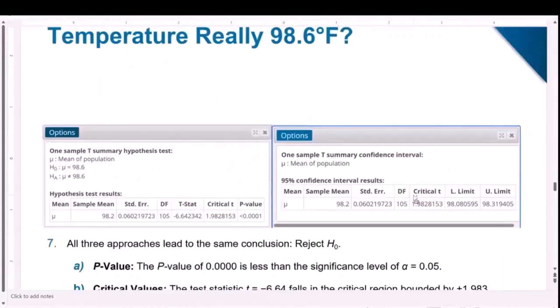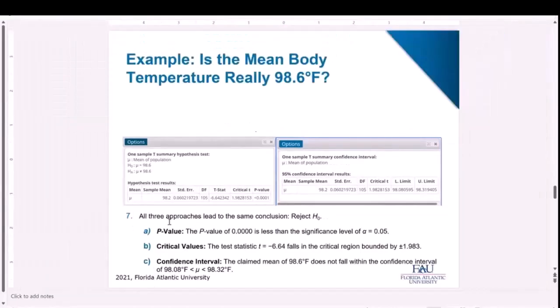I did calculate this using our StatCrunch. Here is StatCrunch with our hypothesis test, and you can see that the p-value is very small. And here's the same exact thing with our confidence interval. And if you notice, 98.6 is not between my lower limit and my upper limit. All three approaches lead to the same conclusion.